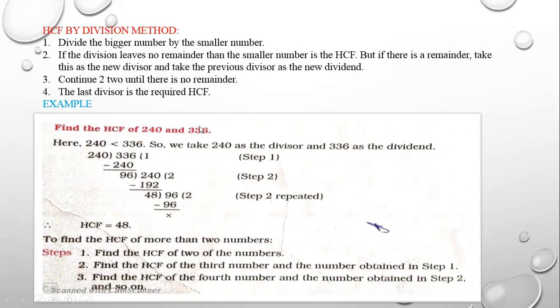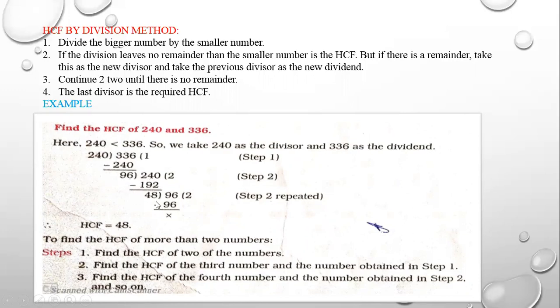First of all, find out among these two numbers which is the bigger one. So 336 is the bigger one and 240 is the smaller, obviously. So here we take 240 as the divisor and 336 as the dividend. So see here, step 1 we have done. 336 minus 240, the difference is 96. So this remainder will be the divisor for the next step. So again take 240 divided by 96. So 2 times 96 is 192. So the difference is 48.